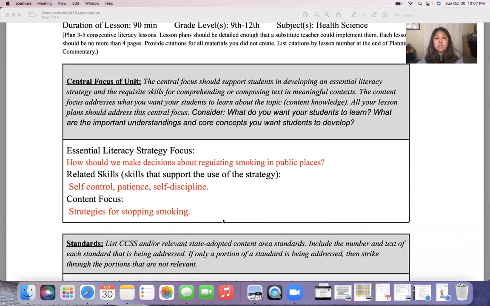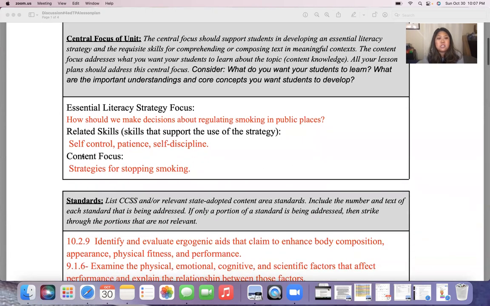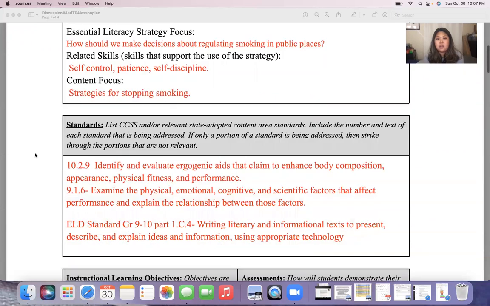So the central focus of the unit, our central literacy strategy focus, is how should we make decisions about regulating smoking in public places. The related skills that we put down cover self-control, patience, and self-discipline. And then our content focus is the strategies for stopping smoking.